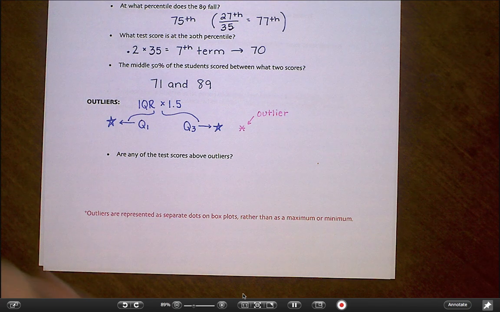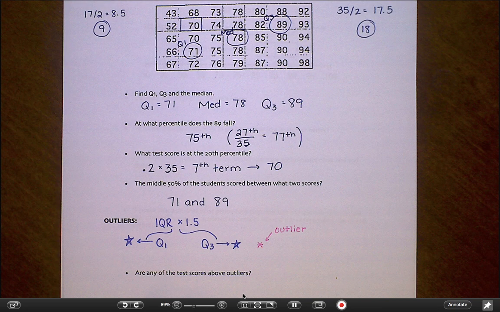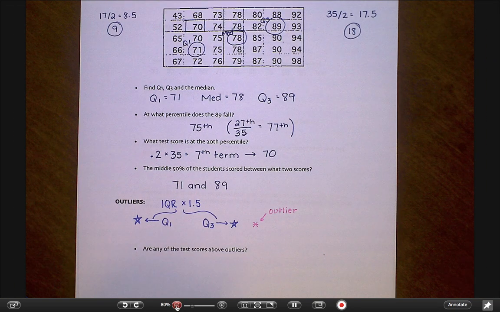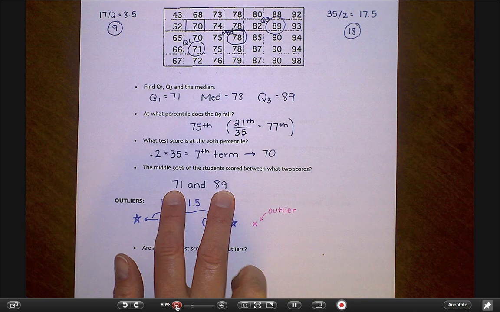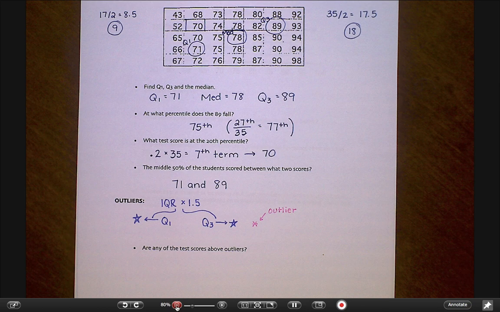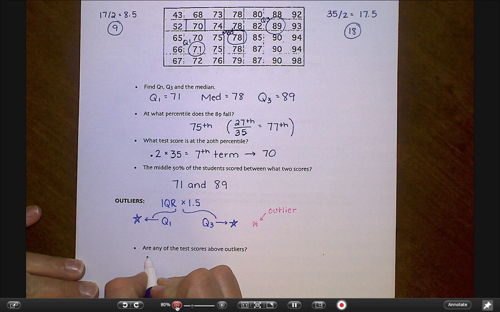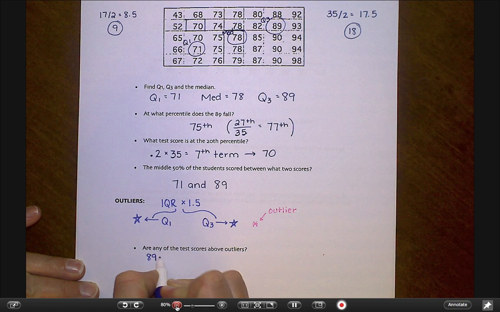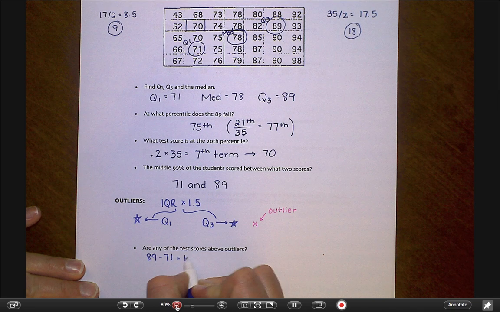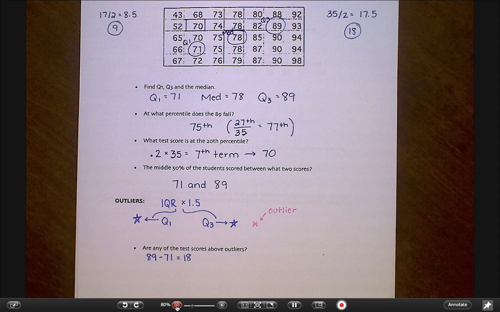So if I want to look at that data set above, the test scores that we were just working with, and determine if any of these are outliers, here's what I'm going to do. I'm going to find my interquartile range, which remember, it's this question right here about the middle 50% of the students. So step one would be to do 89 minus 71, and that gives me a difference of 18. That's my IQR. Okay.